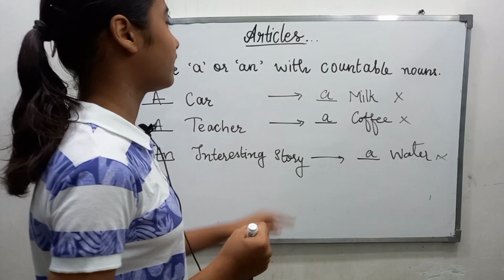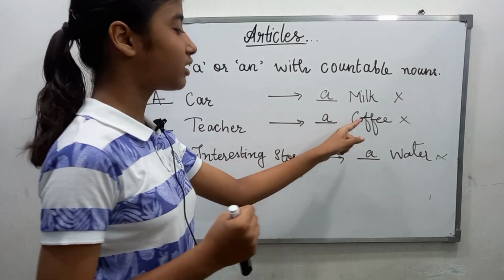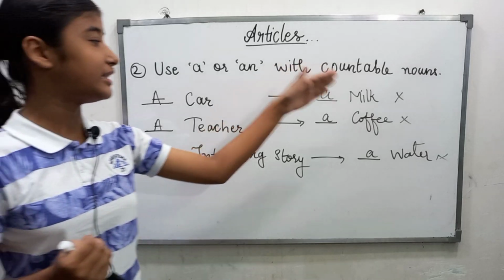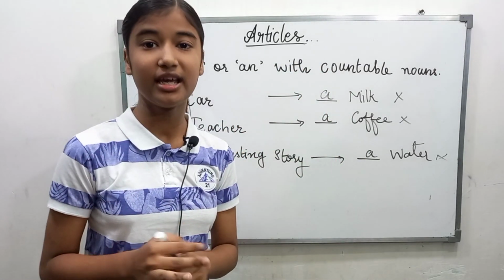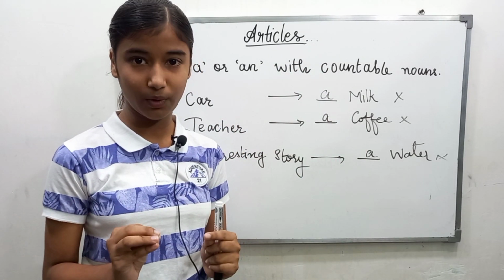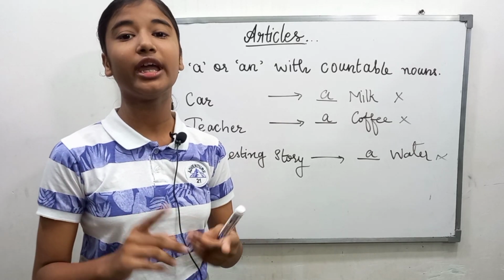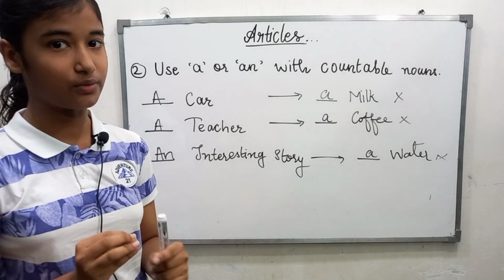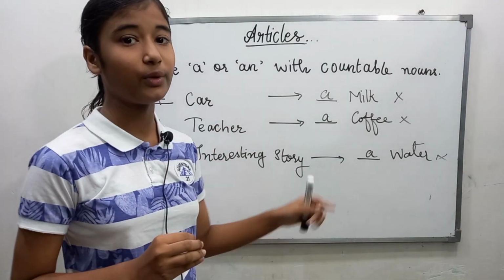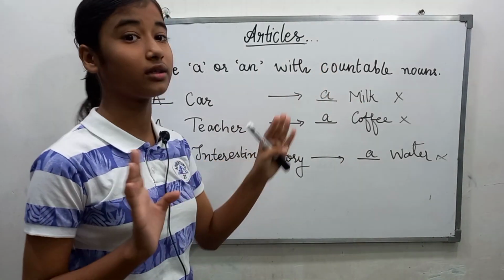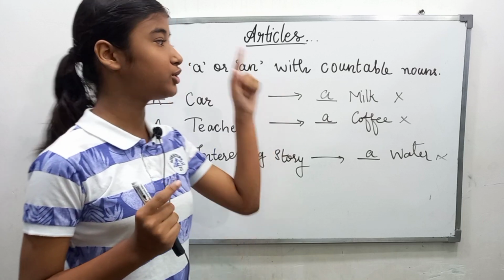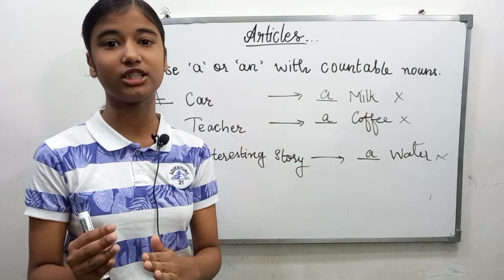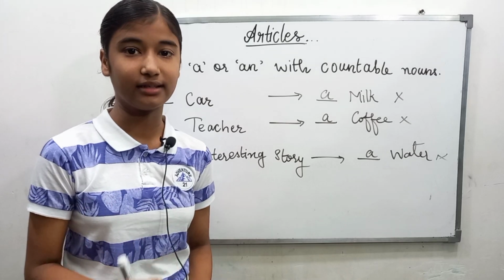And here another thing, if I say a milk, a coffee, a water, then it's going to be incorrect. Why? Because these three things cannot be counted. Can you count milk? Can you count water? No, you cannot. Can you count sugar? You cannot count these things because these are uncountable nouns. So you cannot use a or an with these types of nouns which are not countable. That's why you need to really understand this concept, because it's really necessary for you to understand where you should use a or an.